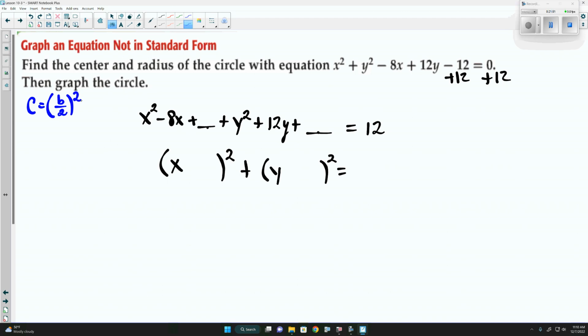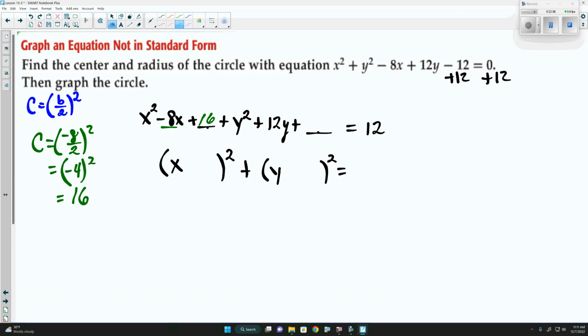Now to find these two numbers that go in the blanks, we're using something that we've done before. c is equal to (b over 2) squared. We're completing the square, because this (x minus h) squared is a perfect square trinomial. So c is equal to (b over 2) will give us that value. And here, our value of b is -8. Well, -8 divided by 2 is -4. And -4 squared is +16. So our perfect square trinomial would be x squared minus 8x plus 16.